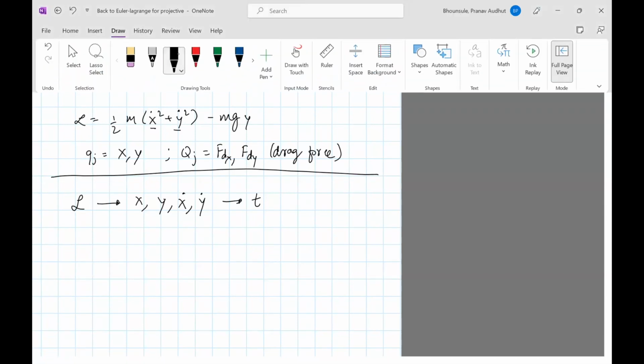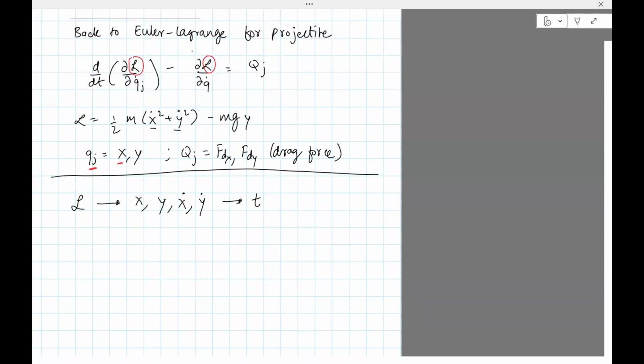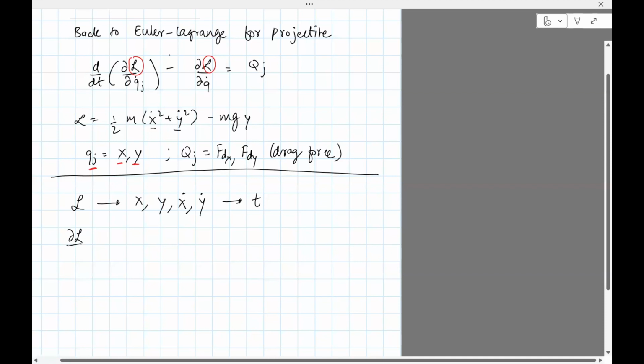So note that we are trying to find the derivative with respect to x and y. So we have dL d x dot, which is this part.